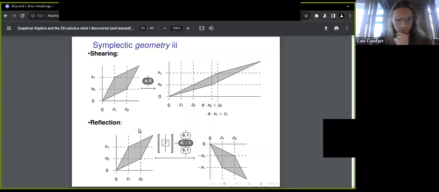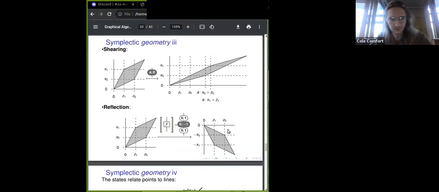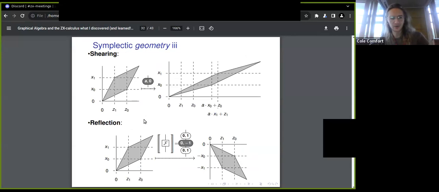The Fourier transform is not like a reflection. It's a rotation. But I can't go to the slide anymore, so maybe I'll stop my share and then reshare. Yeah, I think I made a typo. The Fourier transform shouldn't be a reflection. It should be a rotation.